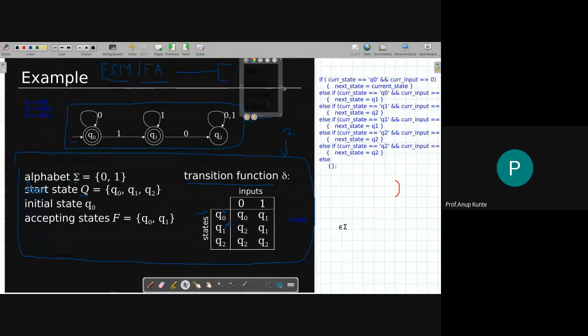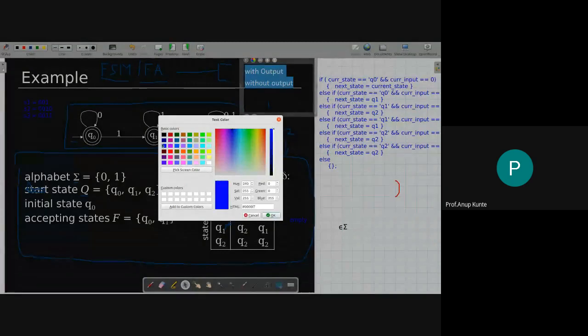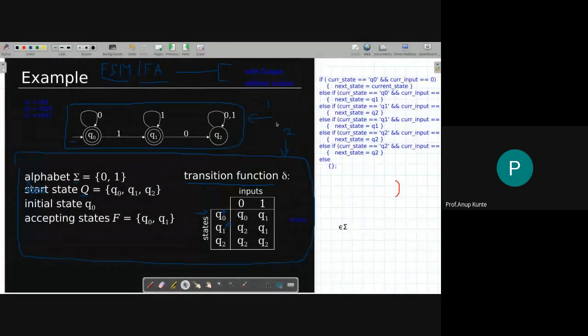This category of device, finite automata, is categorized into two categories. One category is called devices with output, and the other category is referred to as devices without output. The device that we have defined here, does it give you any output? No. It is actually a device which is either saying yes, the given input is accepted, or no, the given input is not accepted. So it is not giving any output.